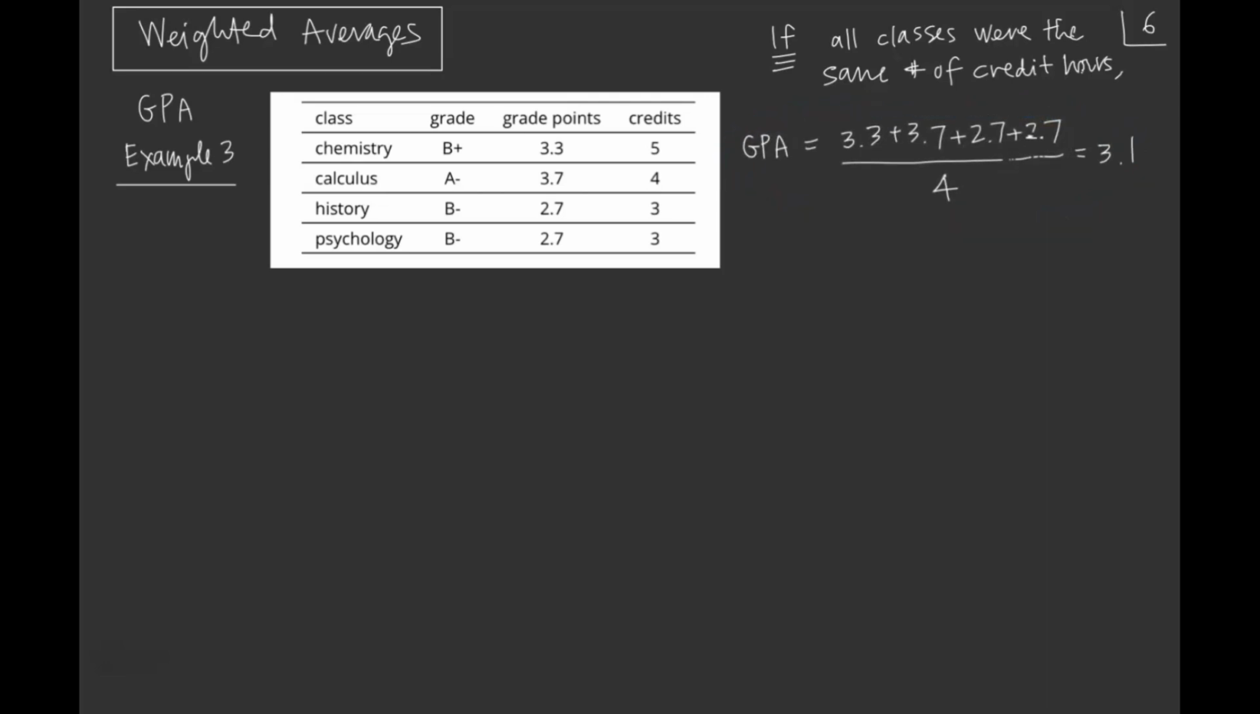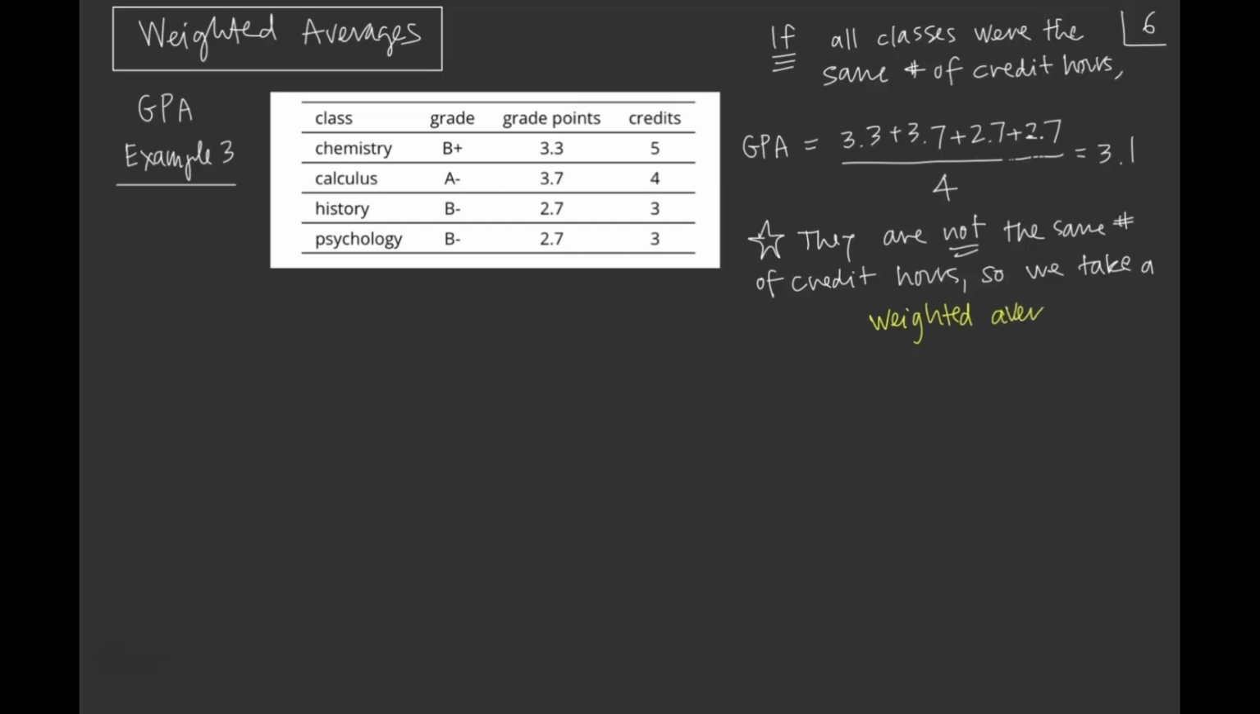And that would be your average GPA. But they are not the same number of credits, and so we have to take a weighted average. So we say they are not the same number of credit hours. So we take a weighted average, where we take into account how much weight each class has.